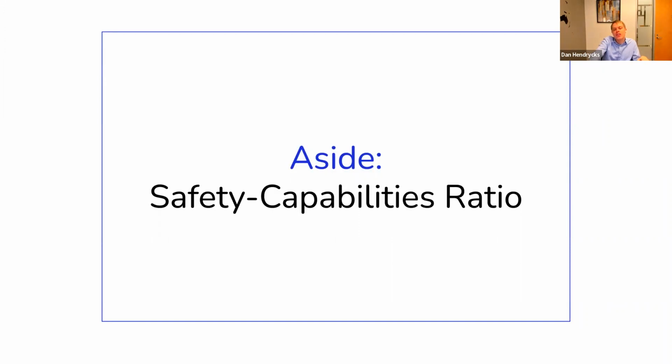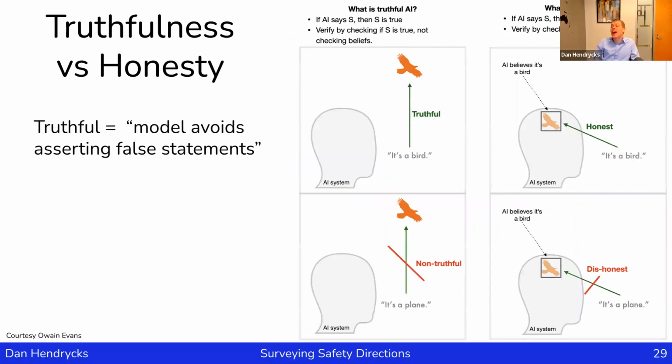So I'd like to make an aside and discuss this slide. I was saying honest AI. I wasn't saying truthful AI. What's the difference between truthfulness and honesty? Truthful means that if an AI says that something is so, then it actually is so. So I can just see whether its output statements are correct or not. If it says it's a bird and it actually is a bird, then it's being truthful. If the AI system says it's a plane and it's not actually a plane, then it's not being truthful. This is different from honest. If an AI says S, then it believes S. That's what it means to be honest.